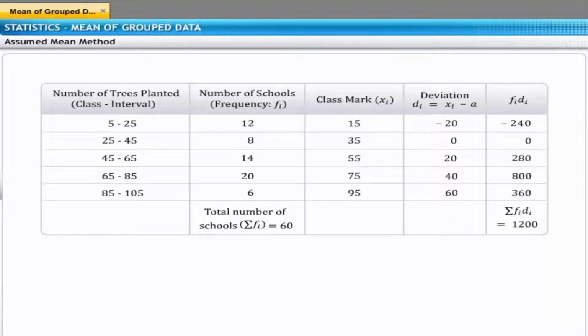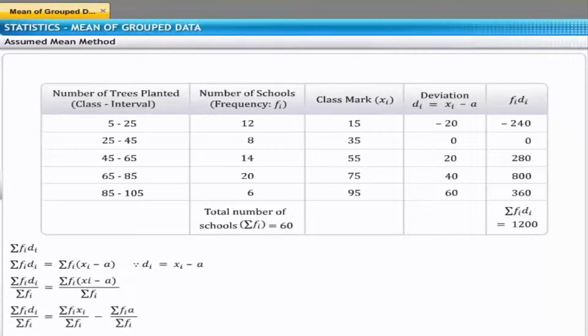For this, we will have to derive a formula. Let's consider the summation fi di. Since di is equal to xi minus a, we can substitute this in the above equation. Next, we'll divide both sides of the equation by summation fi. The right side of the equation can be expressed as follows. Since summation fi xi divided by summation fi is equal to the mean x bar, let's rearrange the equation.